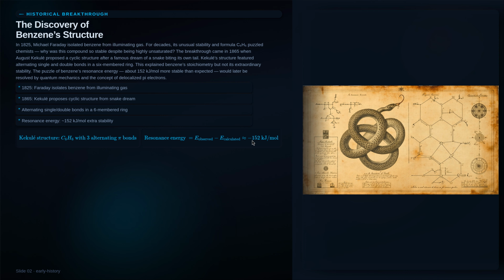The breakthrough came in 1865 when Auguste Kekulé proposed a cyclic structure after a famous dream of a snake biting its own tail. Kekulé's structure featured alternating single and double bonds in a six-membered ring. This explained benzene's stoichiometry, but not its extraordinary stability. The puzzle of benzene's resonance energy, about 152 kilojoules per mole more stable than expected, would later be resolved by quantum mechanics and the concept of delocalized pi electrons.